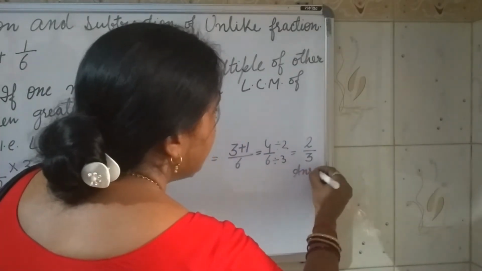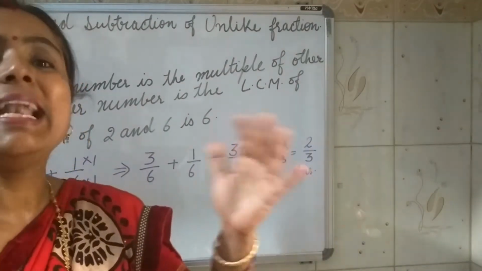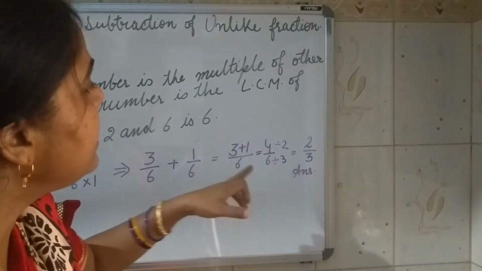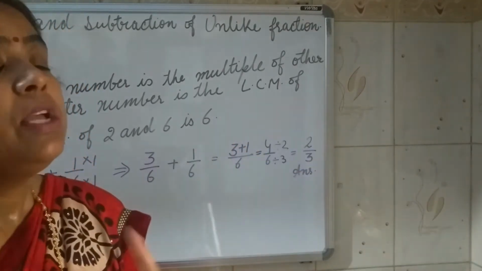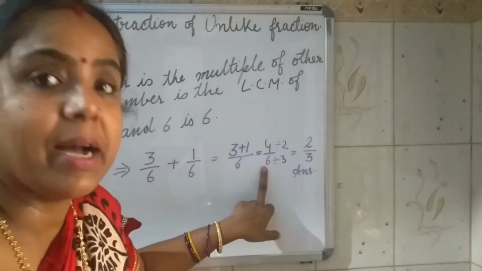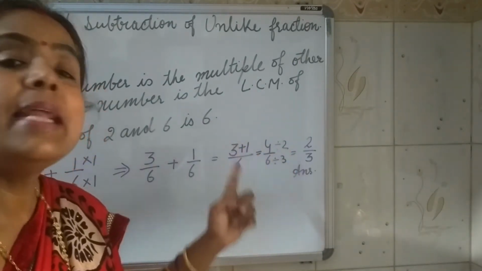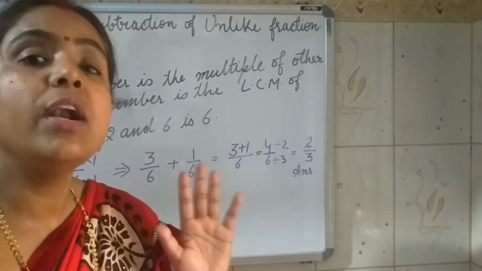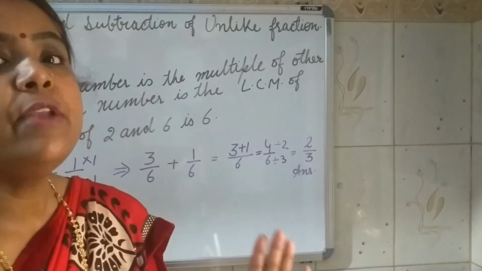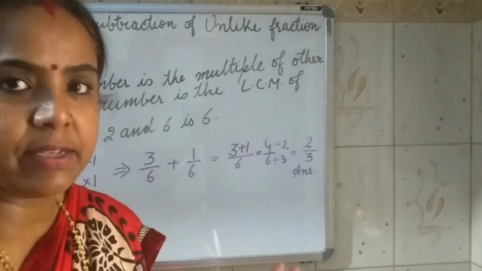This is the answer. Children, I am telling you, whenever you are doing the addition and subtraction of fractions, please keep in your mind, until you get the lowest term, that is not the answer. If you leave it 4 by 6 here only, you will not get the marks. So always keep in your mind, if the numerator and denominator are not in the lowest term or not in the simplest form, in that case you have to turn it into the simplest form and then only you have to write the answer.